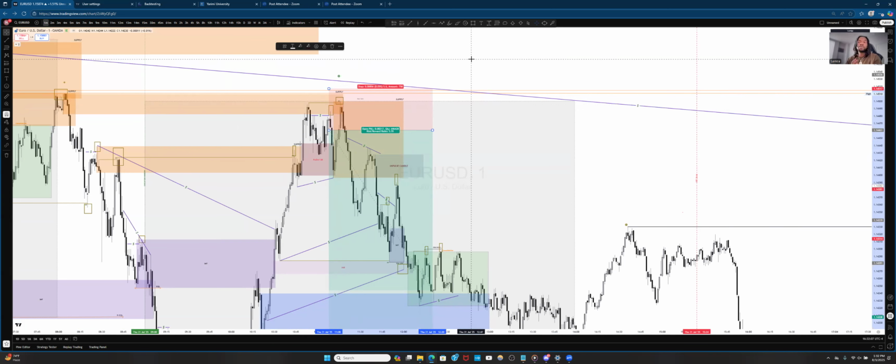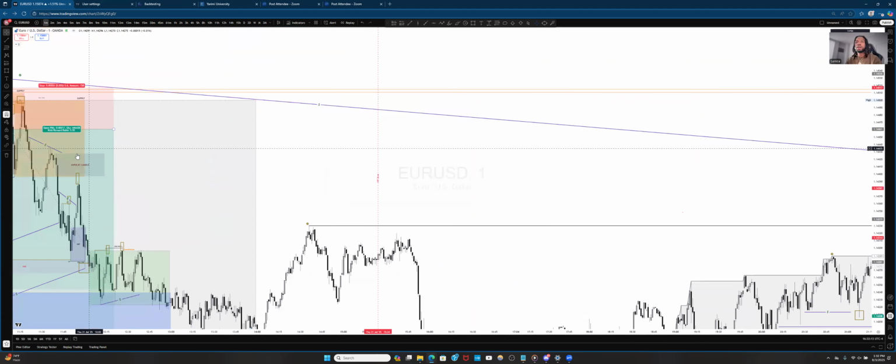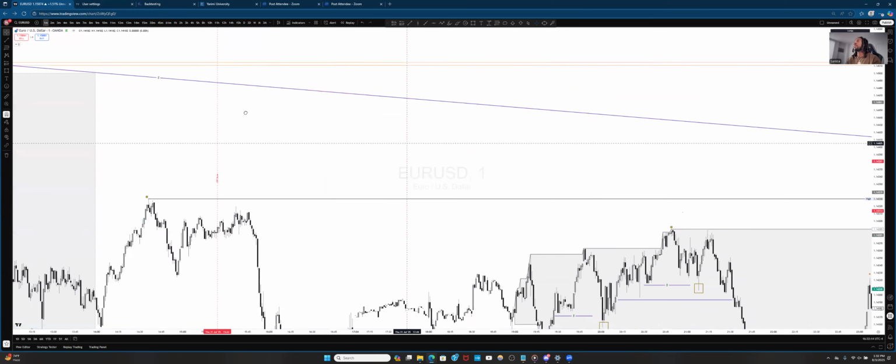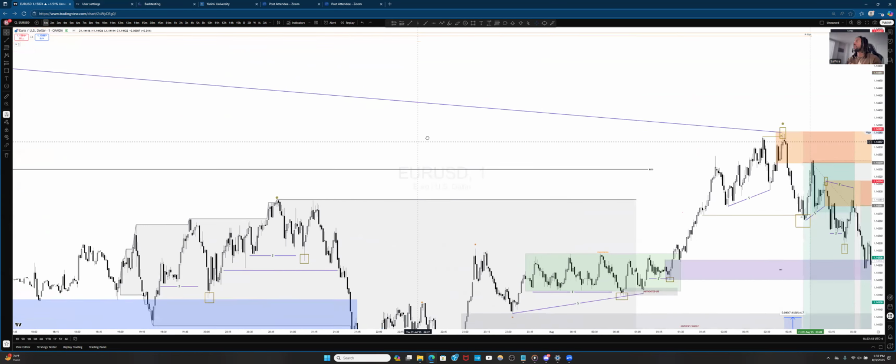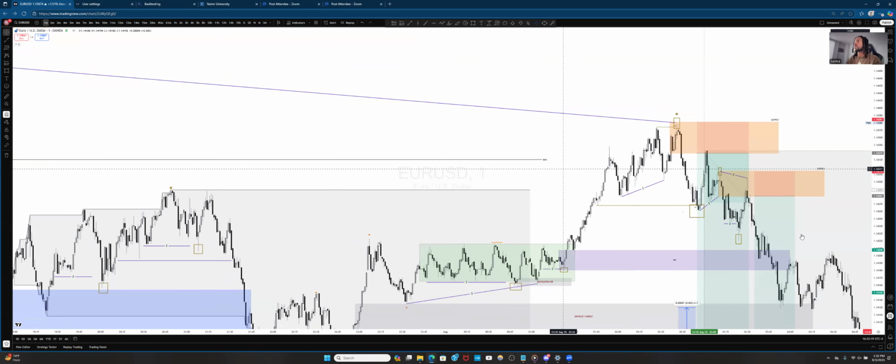And if I take a loss on it, I'm okay with that, as long as I saw my change of character and break of structure. So that was just for that trade on Thursday. But to me, the best trade of the week was the one from Friday.